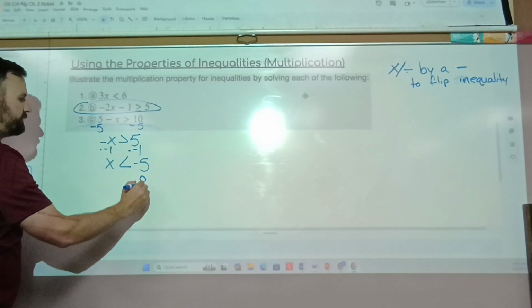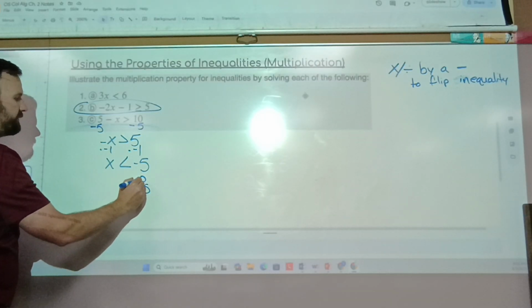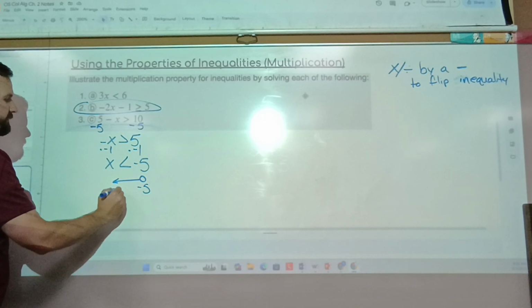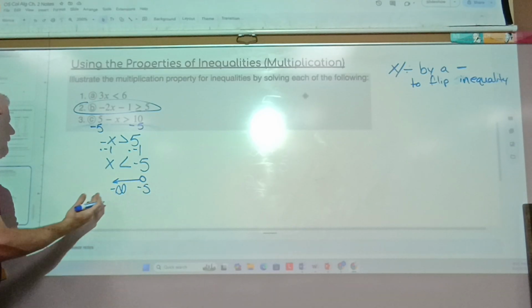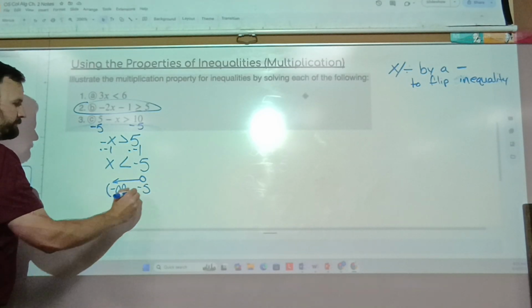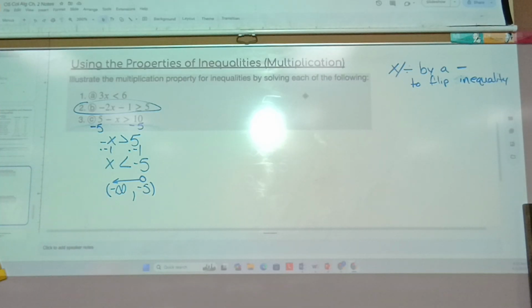So I'm going to do my open circle at negative 5. It's less than. Add my parentheses and commas. I guess I'm feeling at least okay about interval notation. Any questions on that?